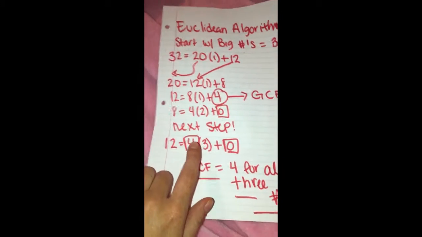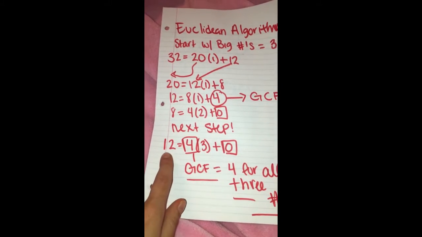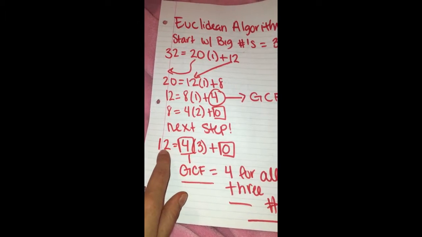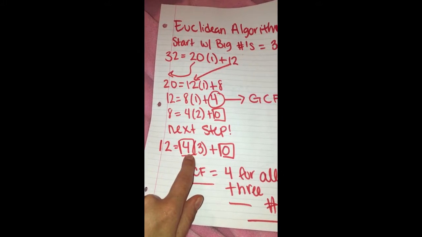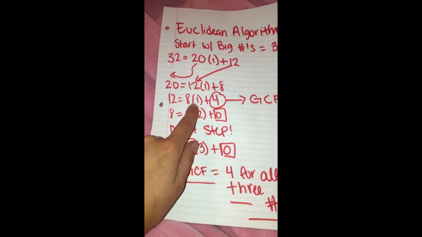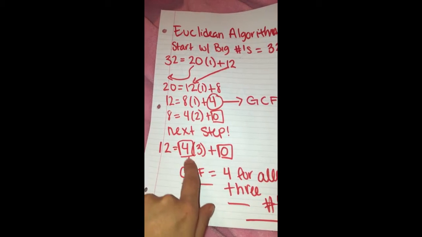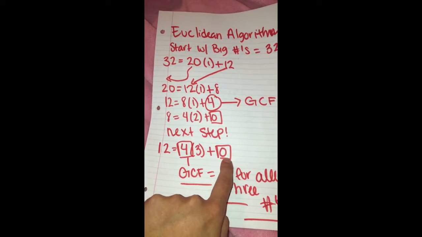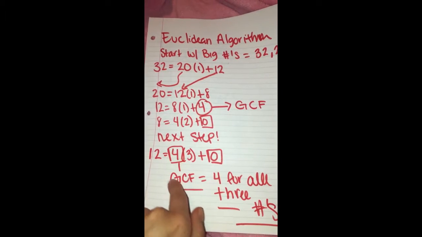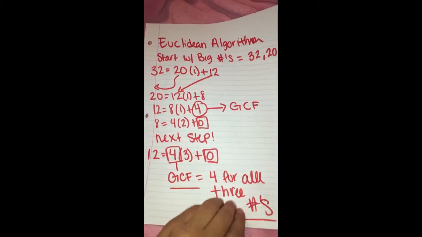The next step is to take your number 12 that you started out with and put your 12 on the other side of the equal sign. 12 equals 4. You're getting the 4 from the problem above, which was the GCF. 4 times 3 equals 12, automatically with 0 of the remainders. Hence, 4 is the GCF for all 3 of these numbers.